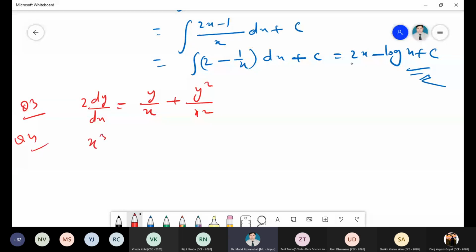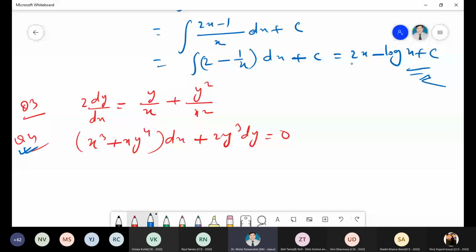Question number 4. x cube plus x y to the power 4 dx plus 2y cube dy equal to 0. This is a good question, and it can be very confusing when you go for the exact and non-exact form also.